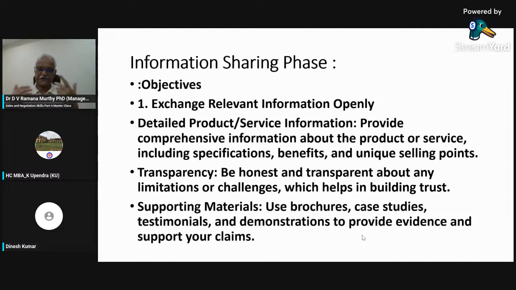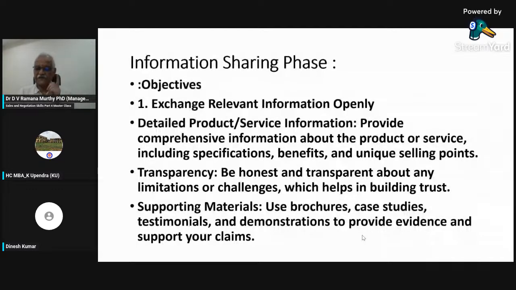Use brochures, case studies, testimonials, right? You can as well bring in some of the positive comments of the celebrated customers who actually bought your car models and whatever it is. So use brochures, case studies, testimonials, and demonstrations. Of course, you can ask people to come to the retail outlet and go for demonstrations, to provide evidence and support to your claims. That's the first important thing, to exchange relevant information very openly.